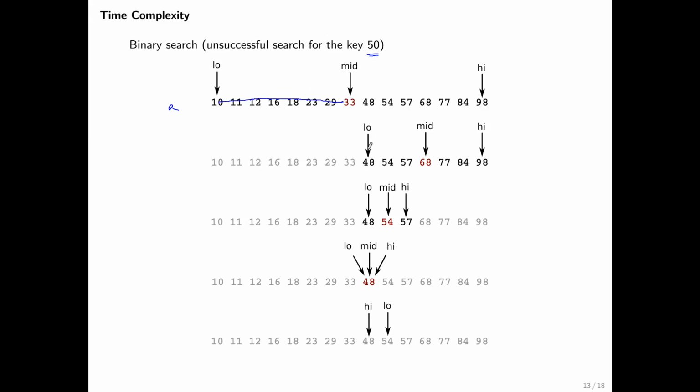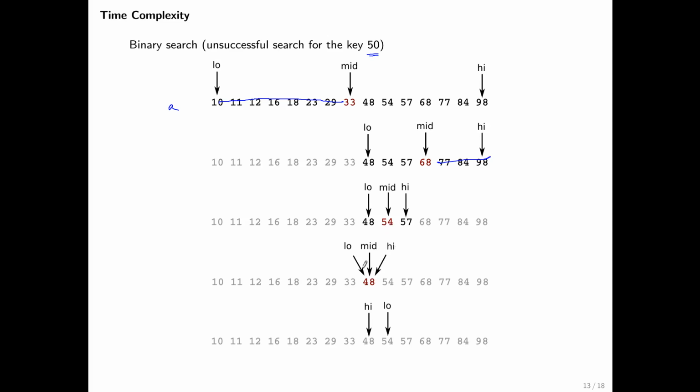So you adjust low to point to this fellow, high continues to point at 98. You have a new mid, so you compare 50 and 68. 50 is smaller, so you disregard this part of the input. And now high points to this guy here, 57, low pointing to 48. You have a new mid. Now you compare 50 with 54. It's smaller, so you need to go to the left.